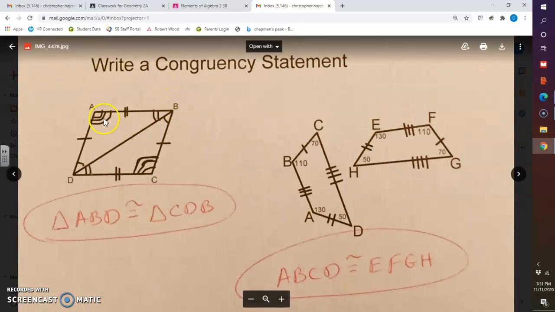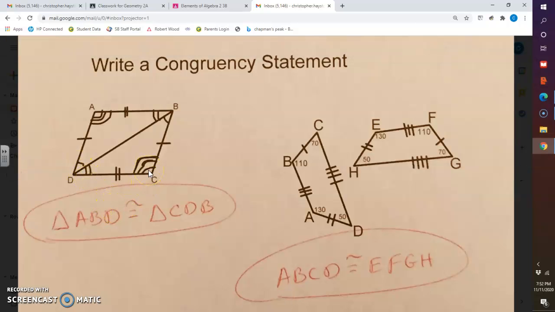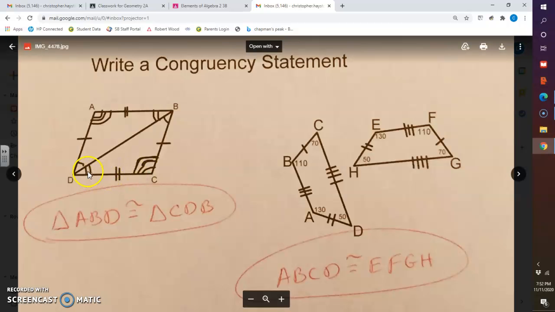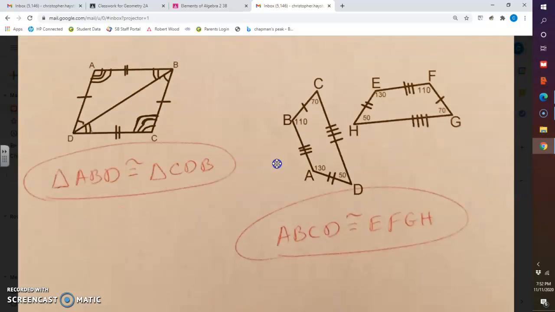Congruency statements, I'm just matching up the congruent angles. A, 3 tick marks. B, 2 tick marks. D, 1 tick mark. Is going to be congruent to C, 3 tick marks. D, 2 tick marks. And B, 1 tick mark. Or you can do sides. ABD, 2 tick marks, shared, 1 tick mark. CDB, 2 tick marks, shared, 1 tick mark.